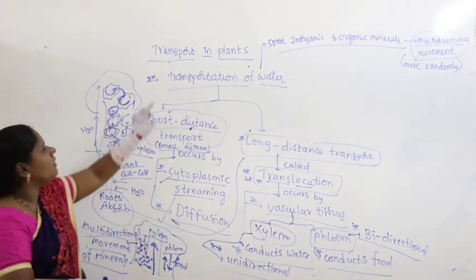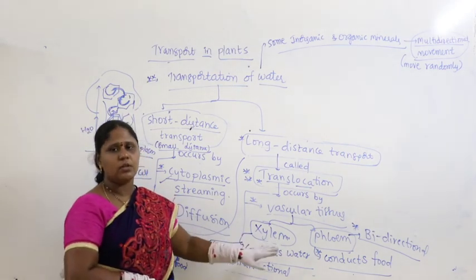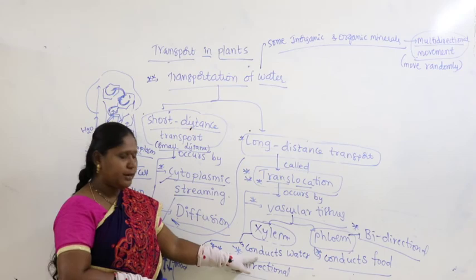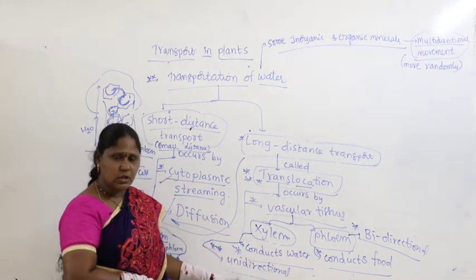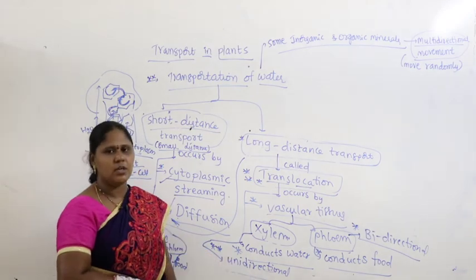We are discussing transport in plants. In anatomy, you studied what is xylem, what are the components of xylem. But here, what you are discussing, one extra word you have to remember: the transportation of water is unidirectional.